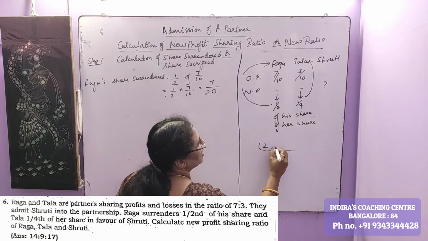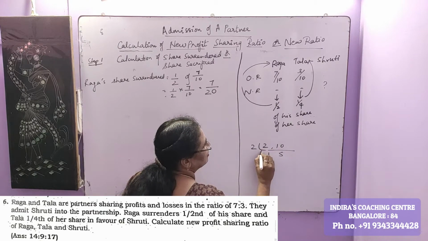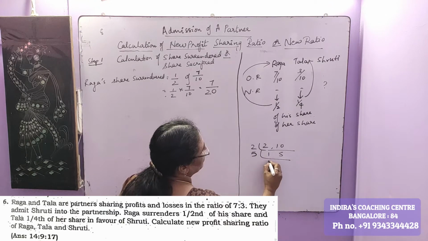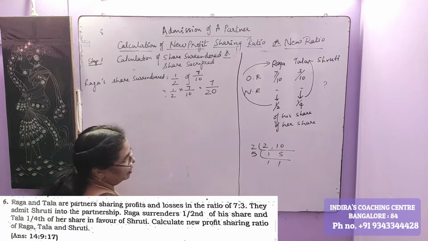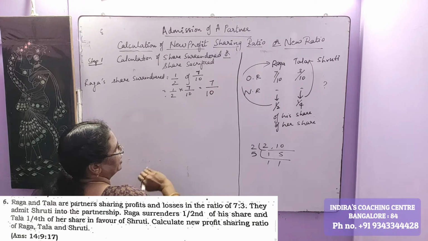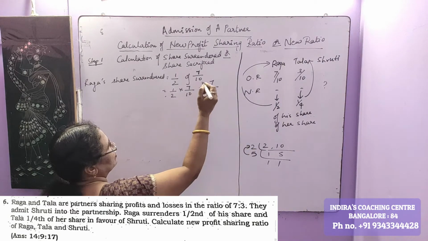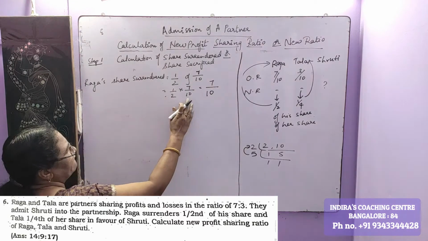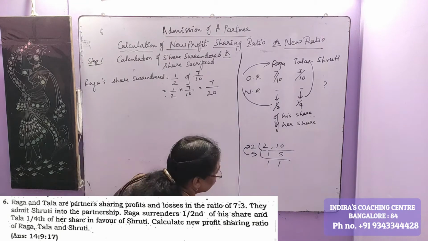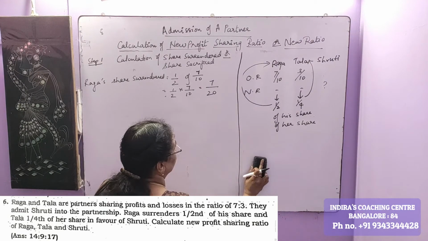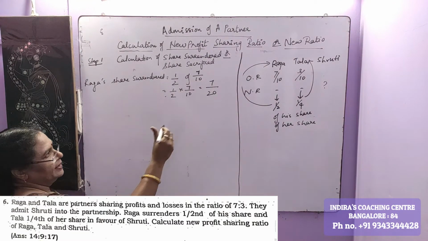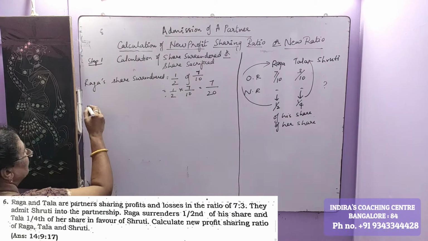I'll just teach you how to do that. You can take it as 10 also, or 20. 10 twos, here it is 20. It's not addition, subtraction. Seven by 20.